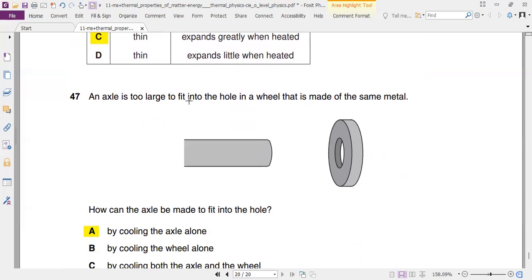The axle is too large. So we pull the axle, it contracts, and it passes through.